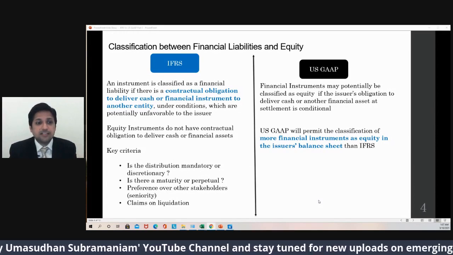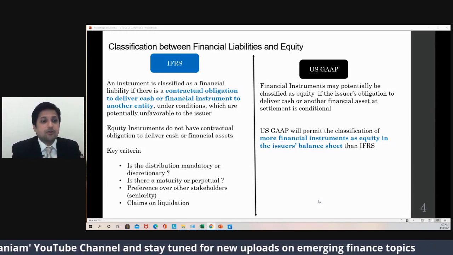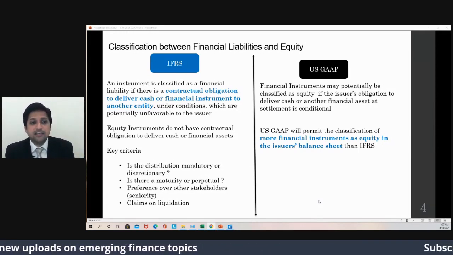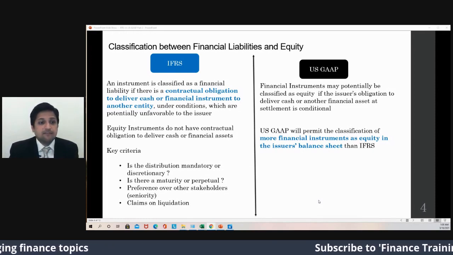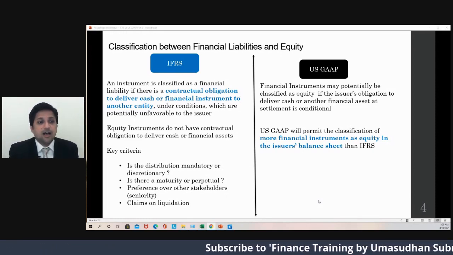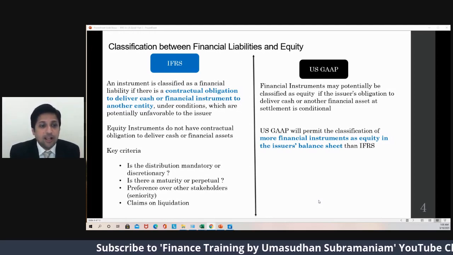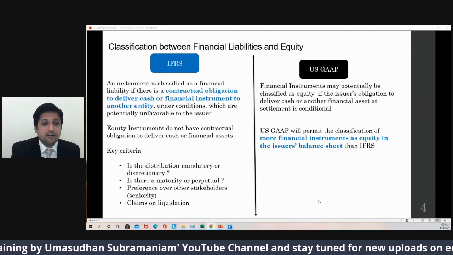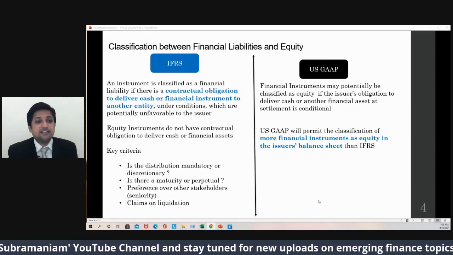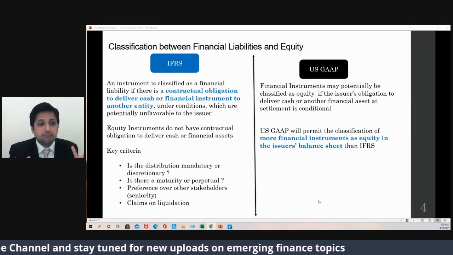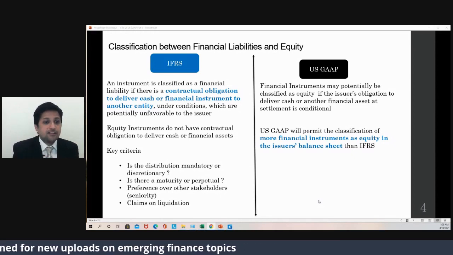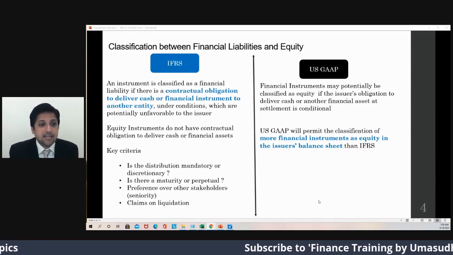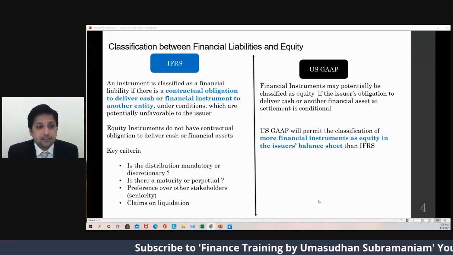Therefore, instruments which have a mandatory dividend or interest distribution will be accounted for as financial liabilities, and instruments with discretionary distribution are most likely to be accounted for as equity instruments. It is also worth looking at whether the financial instrument has a mandatory redemption at the maturity date. Some financial instruments do not have a maturity period, such as ordinary shares, and can be classified as equity instruments.